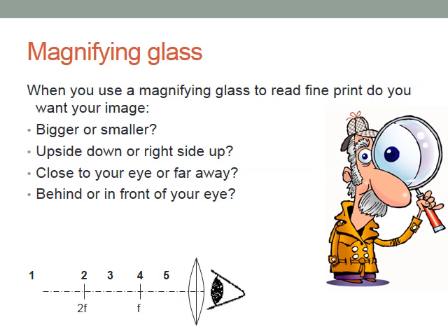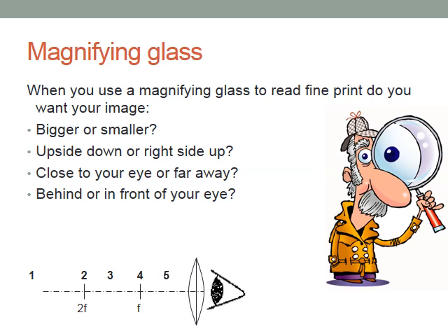All right, so let's take a look at our three specific types of optical instruments. We're going to start with the simplest one, the magnifying glass. Now, something you should know: a lot of people don't use magnifying glasses correctly. The person in this picture, this little cartoon character, is using the magnifying glass correctly.